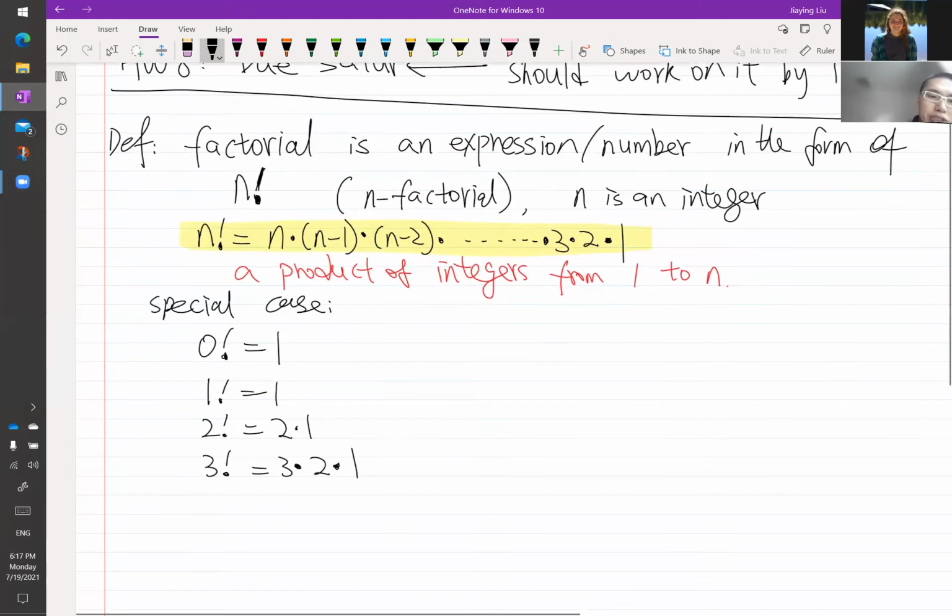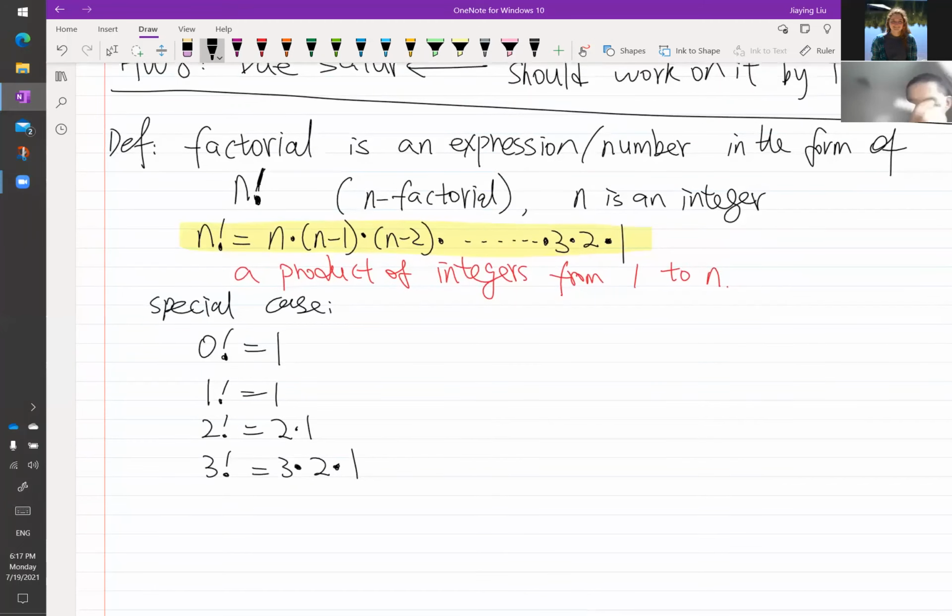The good thing about factorial is that a lot of times we can change the form a little bit. For example, this 3 factorial is 3 times 2 times 1, but you notice that 2 times 1 is also 2 factorial, right? So 3 factorial you can write as 3 times 2 factorial. That's equivalent; instead of writing 3 times 2 times 1, you can write 3 times 2 factorial.